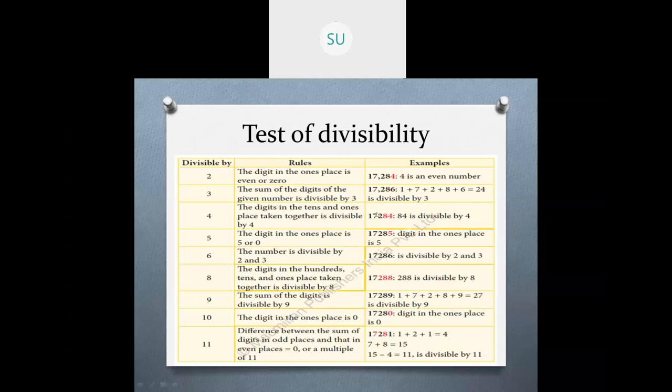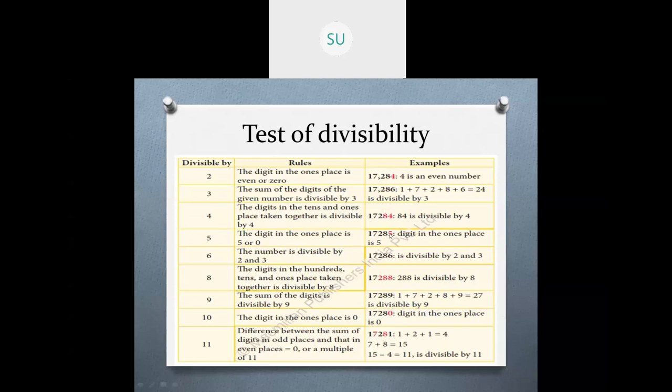Okay, here they have taken the example 17,284. Now the numbers in ones and tens place is 84. So now 84 is divisible by 4. We know that 4 2s is 8 and 4 1s is 4. So it is completely divisible by 4. 84 is divisible by 4, so 17,284 is also divisible by 4. Okay, so this is the rule for divisibility for 4.